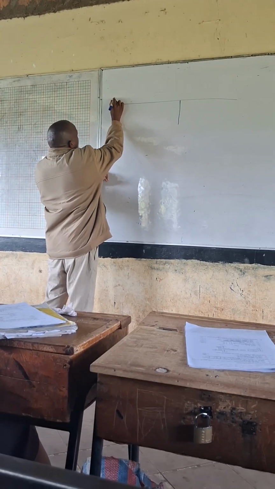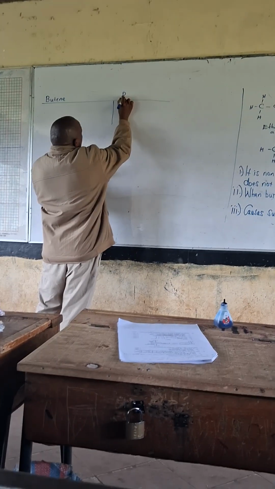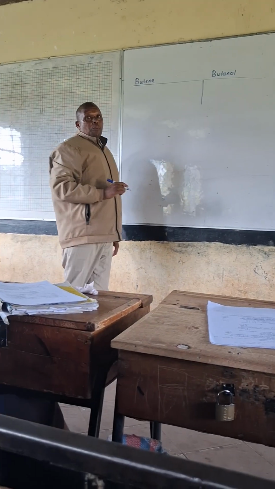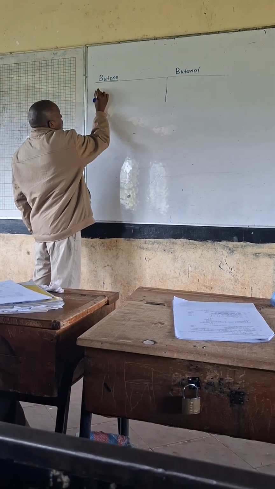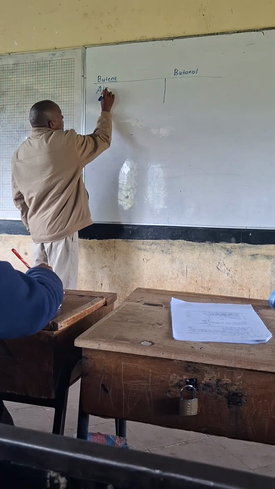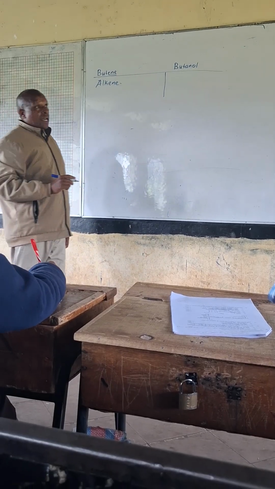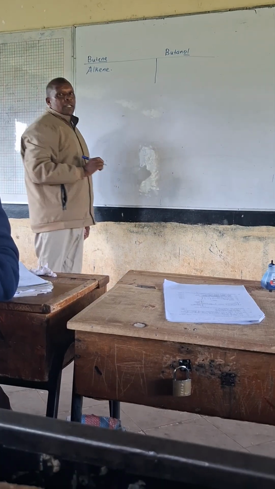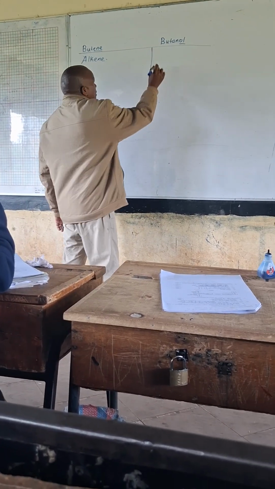So here you have butene, and here you have butanol. Butene ends with the suffix "ene". Therefore, butene is an alkene. Butanol, on the other hand, ends with the suffix "ol". Therefore, it is an alcohol. So this one is alcohol.